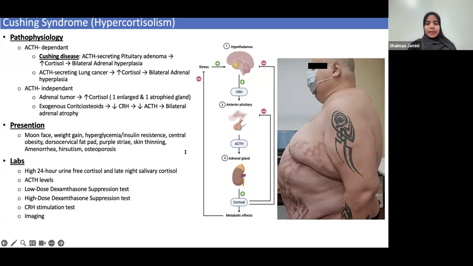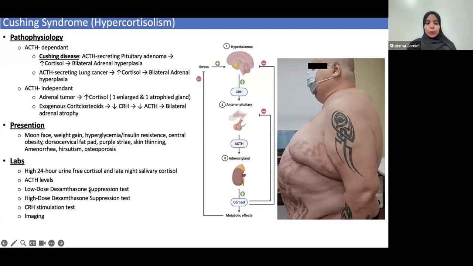So basically, there are some ways to differentiate whether it's ACTH dependent or ACTH independent. First of all, you want to confirm, is this actually hypercortisolism? So how do you do that? You measure the 24-hour urine free cortisol, and you find it high, okay. You do ACTH levels. If you find that they're high, then this is ACTH dependent. If you find that they're low, then this is ACTH independent, okay?